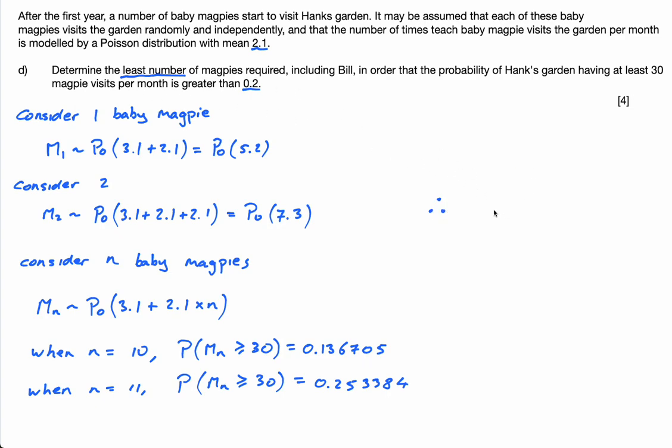So I write, therefore, the least number of magpies, okay, be careful, guys, because it says including Bill. I actually nearly missed that. So the least number of magpies is 11 plus 1, which is equal to 12. So 12 is the least number of magpies such that it would be greater than 0.2. Okay, hope that makes sense. See you for the next question.